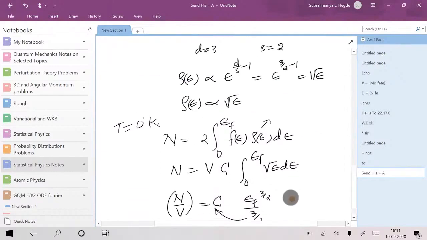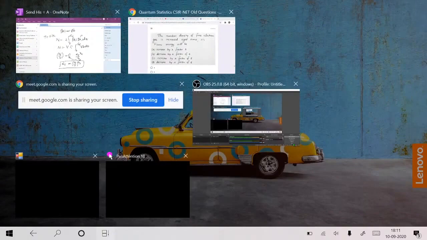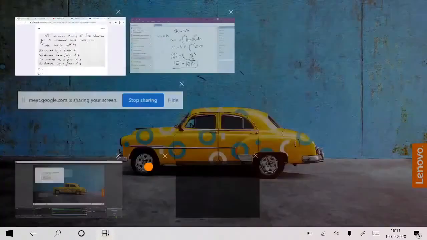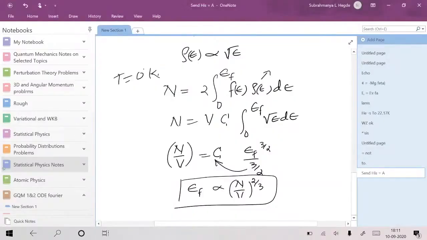Is that clear? Now look at it. I haven't taken much time to solve this one. Yes, sir. Actually, I was making a mistake of n by v proportional to 1 by 3. Actually, it's 2 by 3. You better do this one because in some other question you may need this step. That's why you better practice this step. That's what I'm expecting. Is that okay?